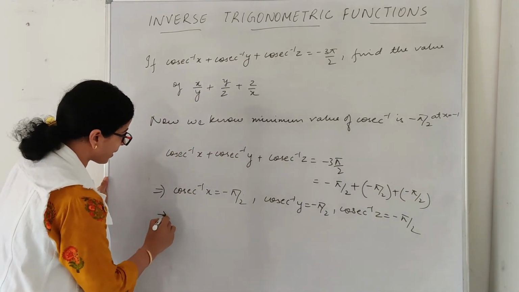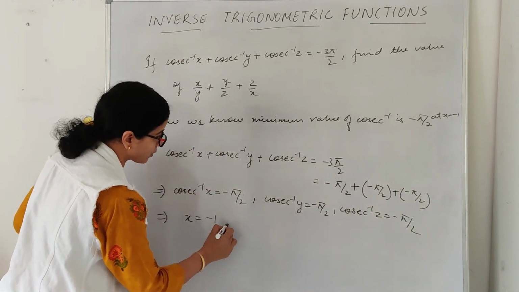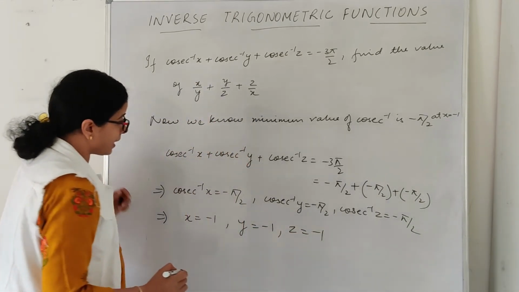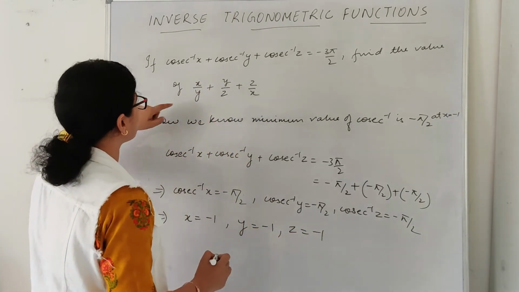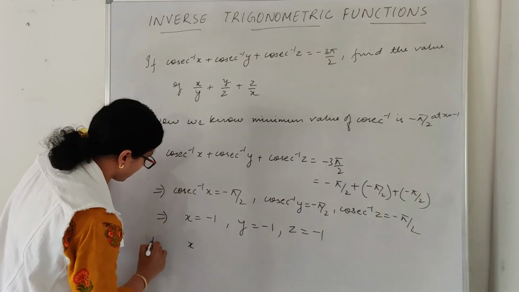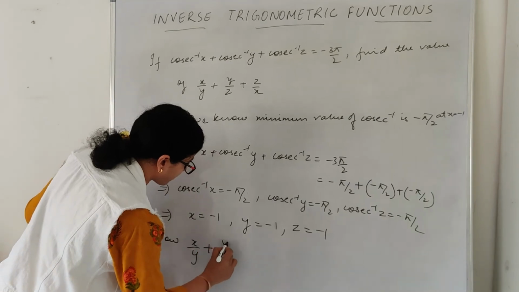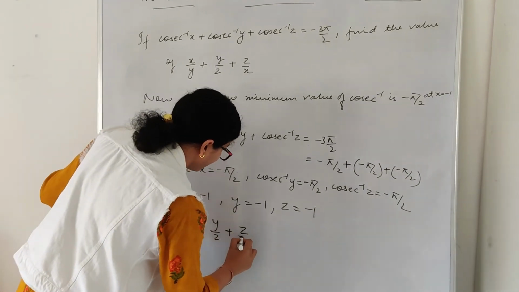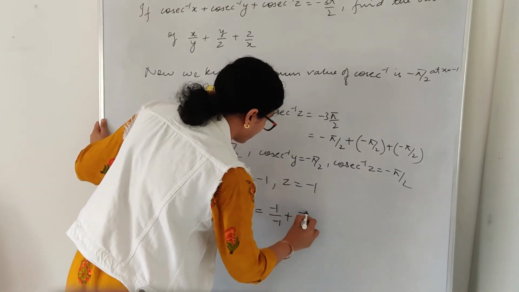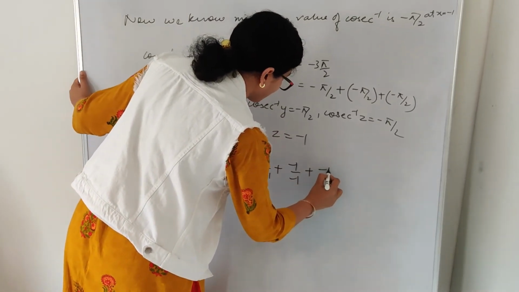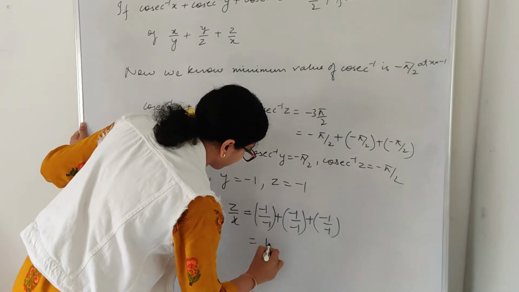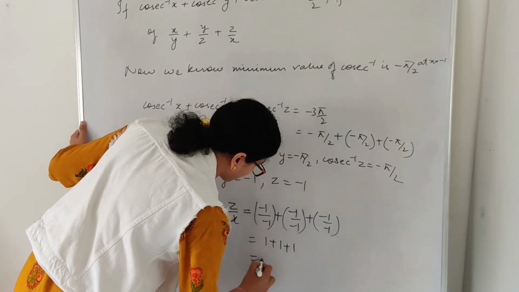So what does this imply? This implies x equals -1, y equals -1, and z equals -1. Now I will substitute the values of x, y, z in my given expression. So what is my given expression now? x upon y plus y upon z plus z upon x. So substitute the values now: -1 upon -1 plus -1 upon -1 plus -1 upon -1. So what will it become? 1 plus 1 plus 1, which is equal to 3.